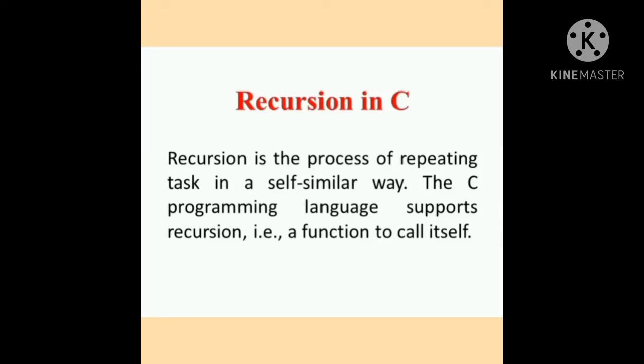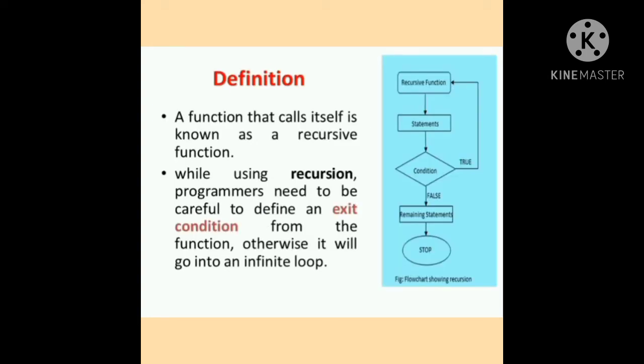I welcome you all to the topic of recursion in C. Recursion is the process of repeating tasks in a self-similar way. This recursion function is only supported in the C programming language. Definition: a function that calls itself is known as a recursive function. Here the programmer has to establish an exit condition.